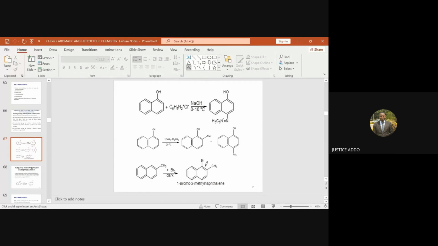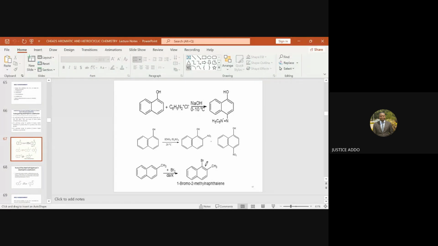So this is for groups that are ring activators. They release electrons, they donate electrons, they make the ring more nucleophilic. So they direct an incoming group. If it's at position 1, it will direct it to position 2 or position 4. If it's at position 2, then it only has one site, which is position 1, that it can direct to.